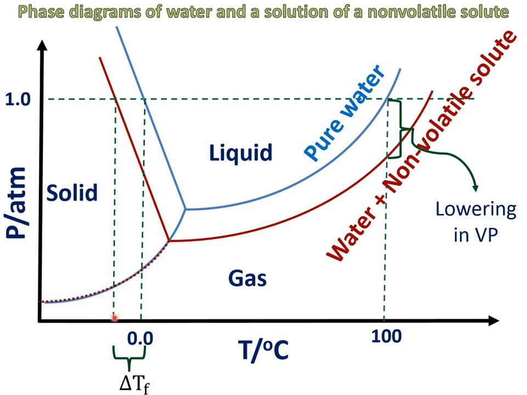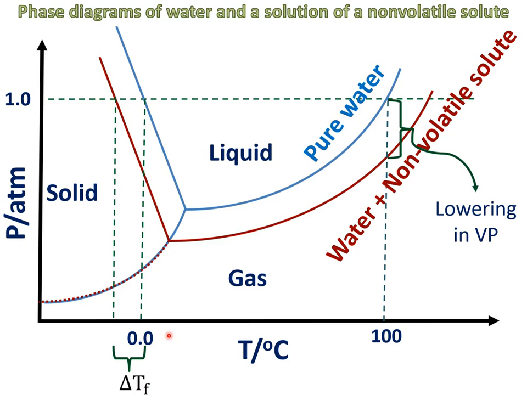If this is 0 and this is minus one, what is the value of the depression? It is 1 degree, right? Okay. So we calculate here the difference, delta TF, the difference between the new freezing point and the original freezing point of the pure solvent.